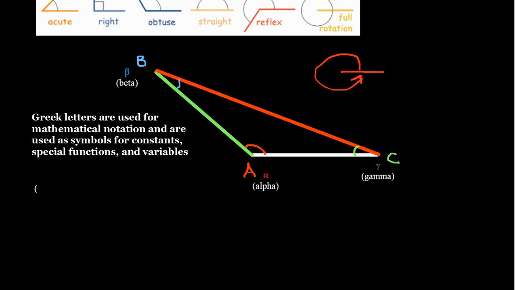So these Greek letters, all they represent is these vertices. Alpha would represent this vertex here. Beta would represent this vertex here where the two arms meet. And gamma would represent this vertex here, where these two arms meet.